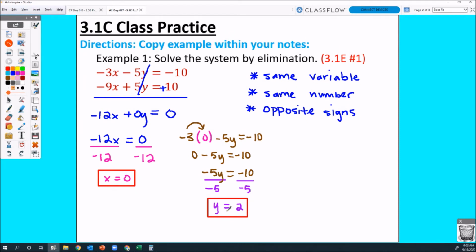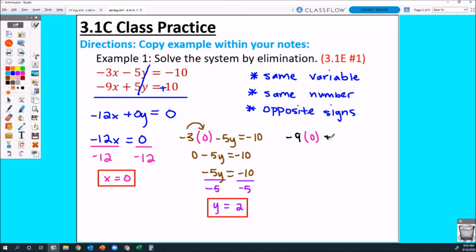Now to check if your answers are correct, you would have to plug into both equations to see if it's true for both equations. So that's all you have to do for system if you want to make sure that they are correct. Now I did the first equation. I'm going to do the second equation. So in the second equation is negative 9x, but instead of x, I'm going to plug in the value of x, which is 0.